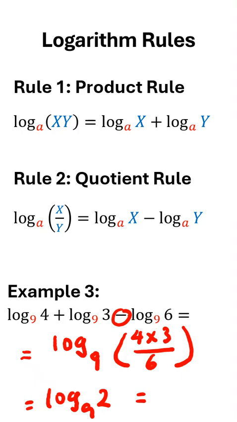And the answer is 0.31546 dot dot dot. So this equals 0.32, correct to 2 decimal places.